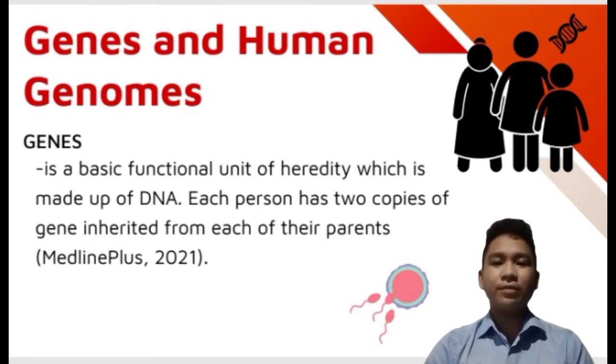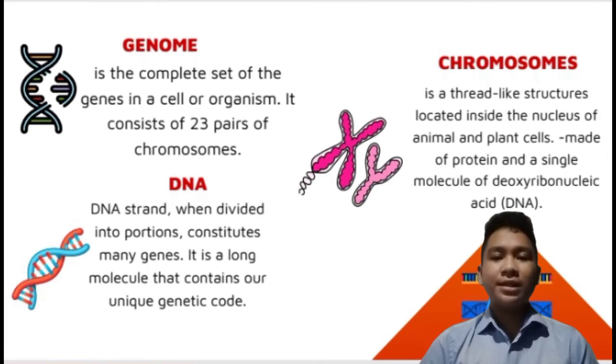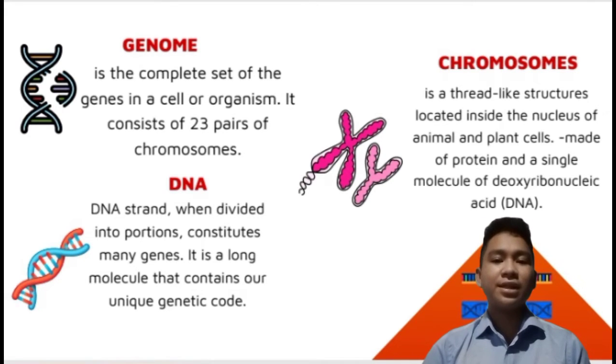Genes and human genomes. A gene is a basic functional unit of heredity which is made up of DNA. Each person has two copies of genes, inherited from each of their parents, according to MedlinePlus 2021. Genome is a complete set of genes in a cell or organism. It consists of 22 pairs of chromosomes. A DNA strand, however, when divided into portions, constitutes many genes. It is a long molecule that contains our unique genetic code.